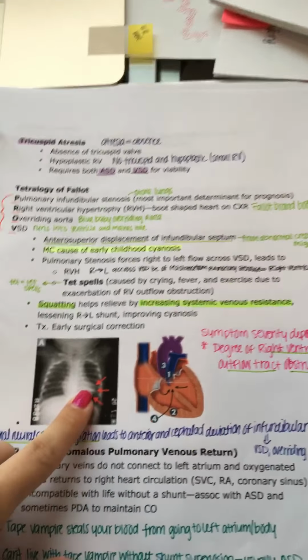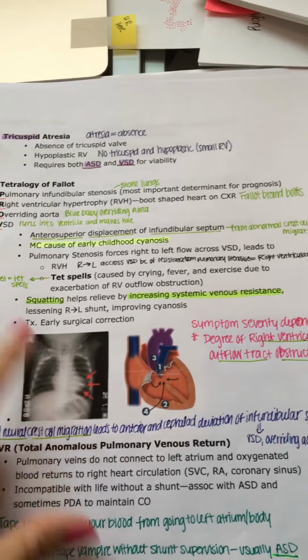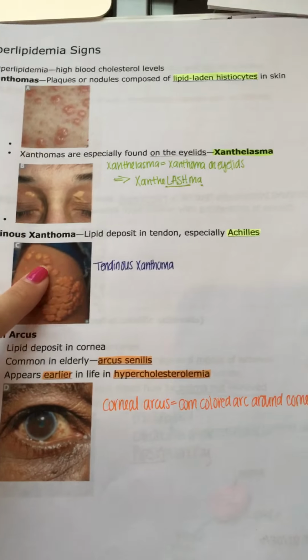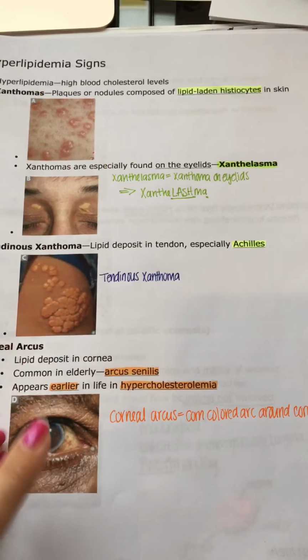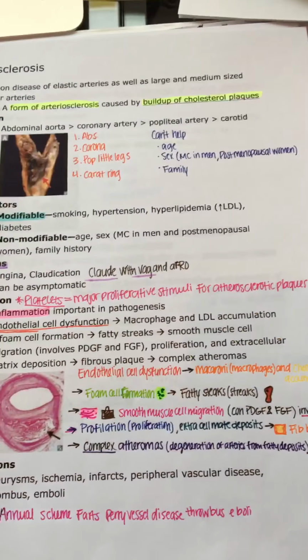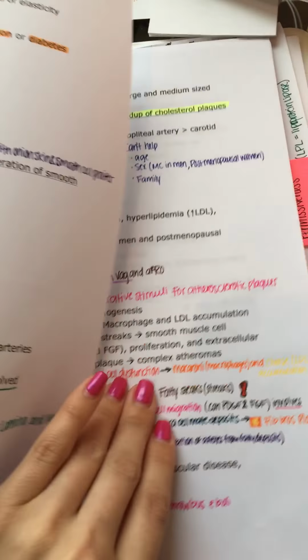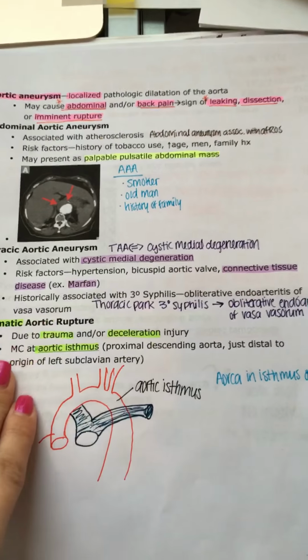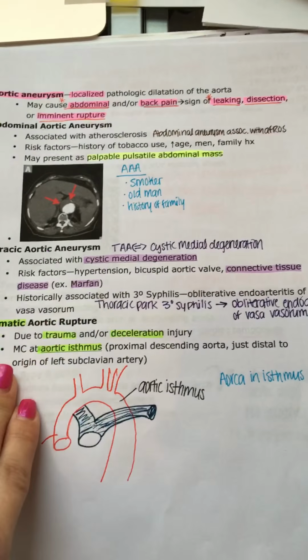So here's the boot-shaped heart for the tetralogy of Fallot. That picture helps to be there. The xanthomas, it's nice to see the different ones because then I won't forget. Just little things like that. So basically that's what I've done, is rewrite the First Aid book, but just prettier.